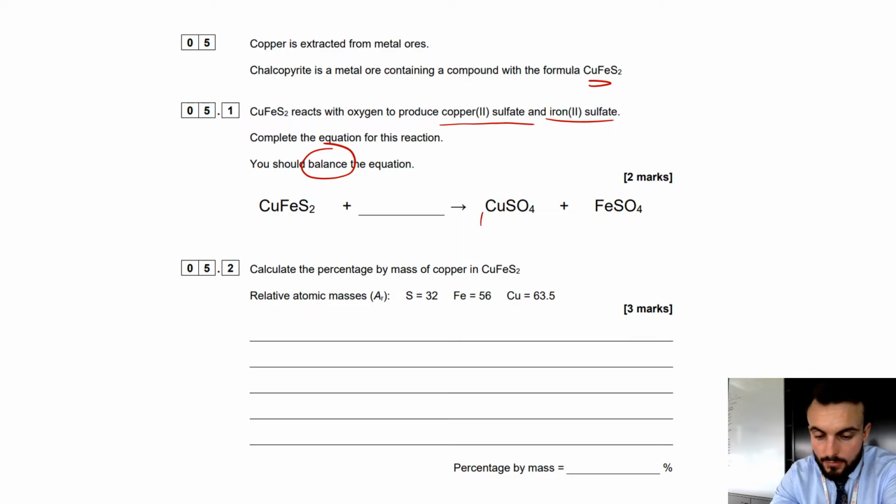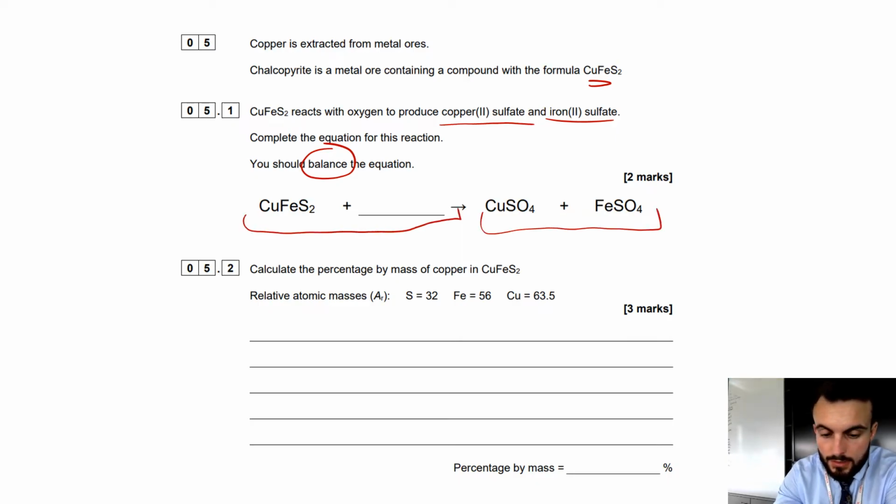There's only one element that's missing from the left side in comparison to the right, and that is oxygen. However, oxygen is a diatomic molecule. It exists in twos, which you just need to know. Then we need to balance it. The correct way to do it is to count on the right side. First we've got 4 oxygens in the copper sulfate, and then 4 oxygens in the iron sulfate, which is 8 on that side. How many oxygen molecules would we need? We would need 4.